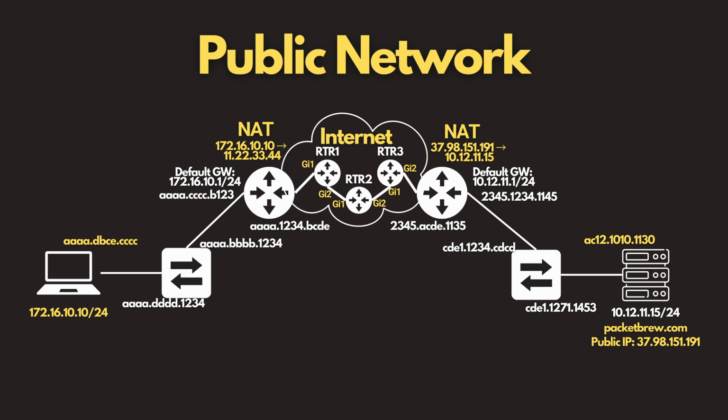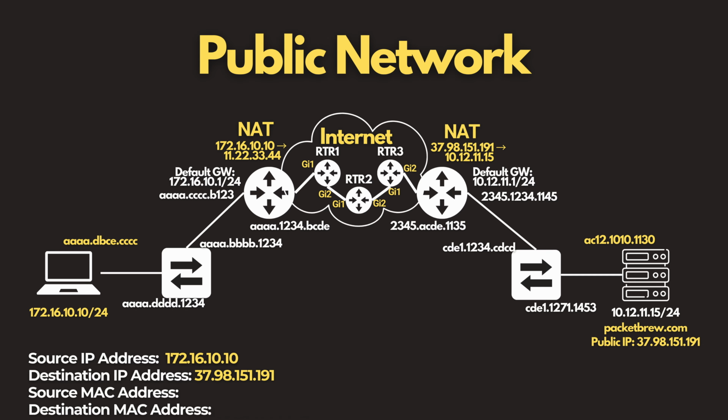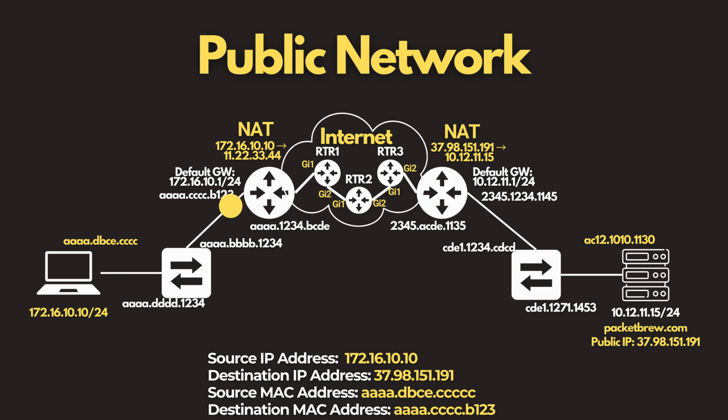First, we start by identifying the source and destination IPs and MAC addresses. Source IP would be the computer's IP address 172.16.10.10. Destination IP would be the website's public IP address 37.98.151.191. Source MAC would be the MAC address of the computer, and destination MAC would be the default gateway's MAC address. Then, packet will arrive at the default gateway.